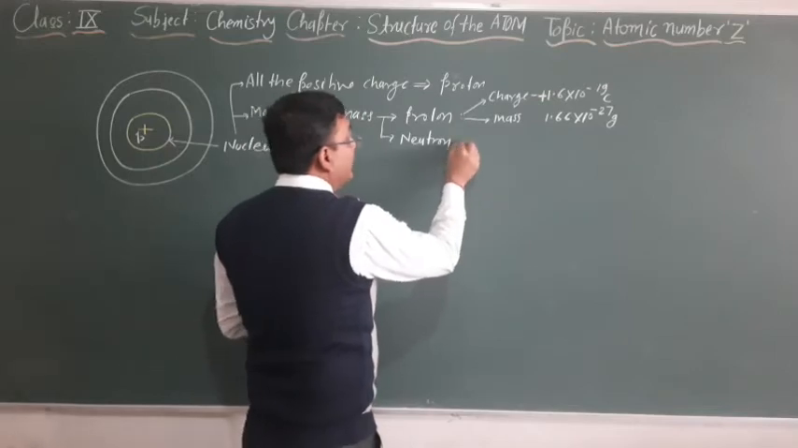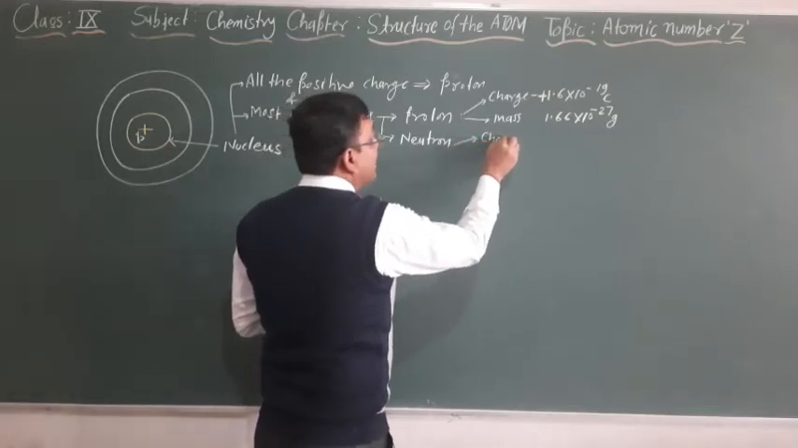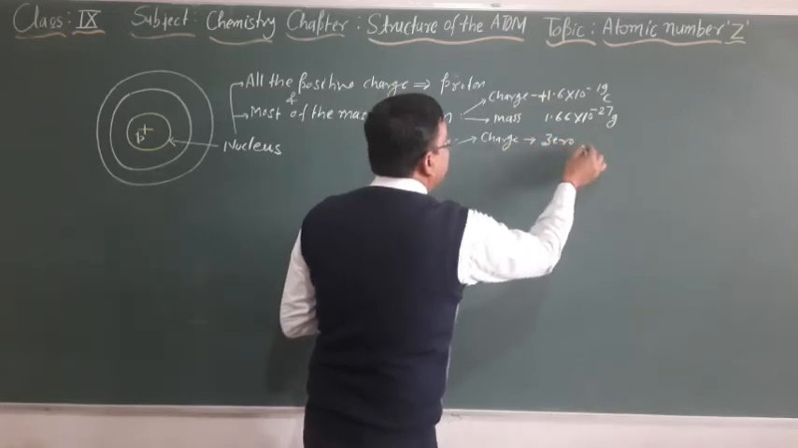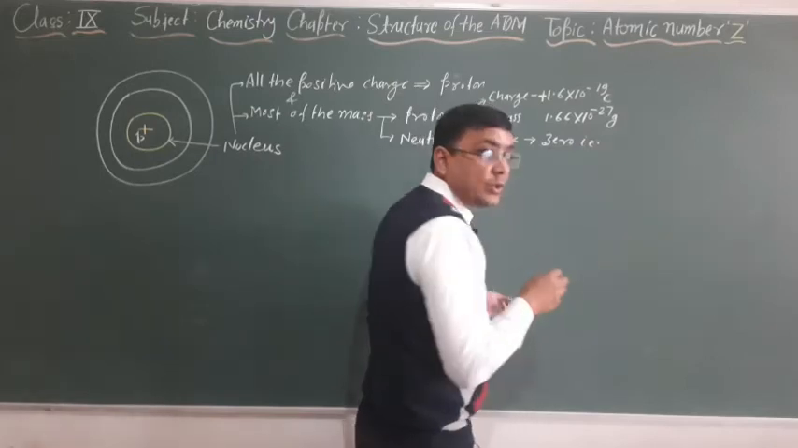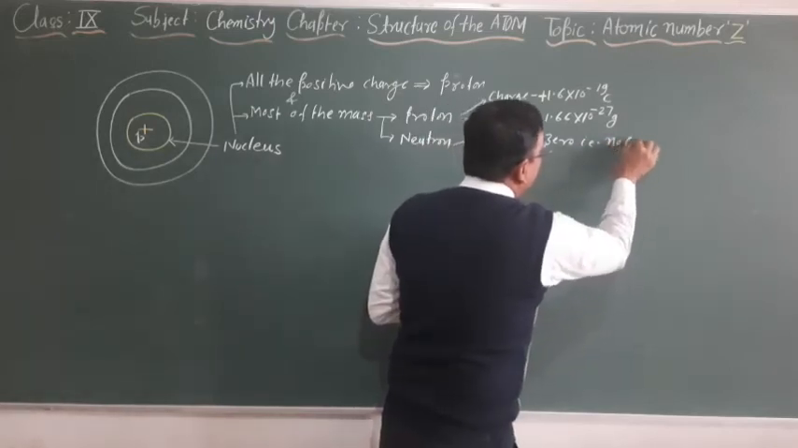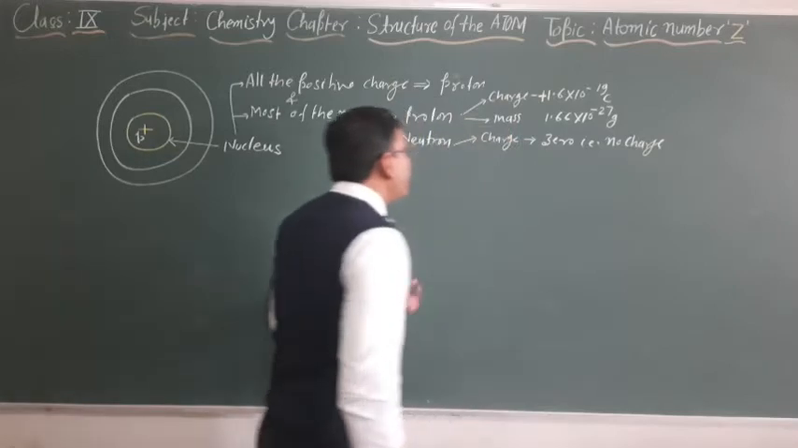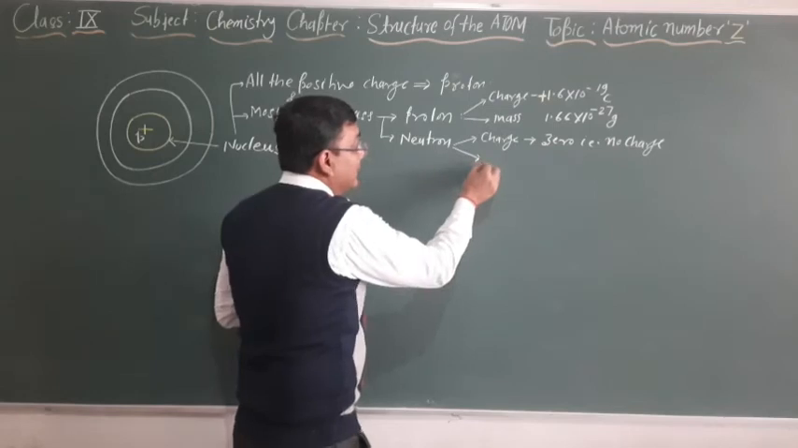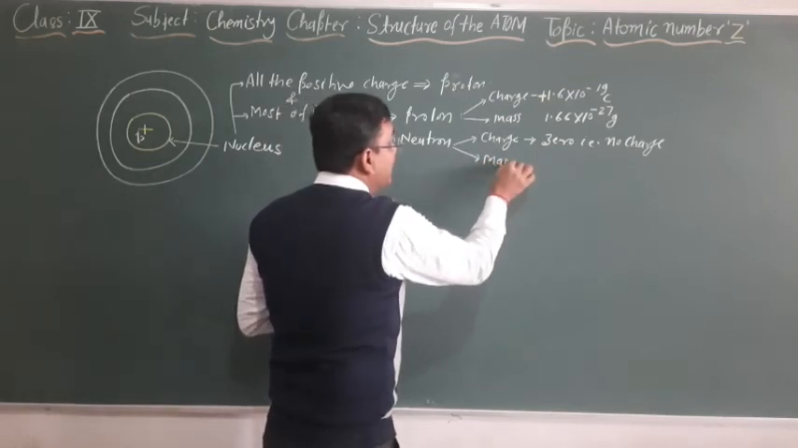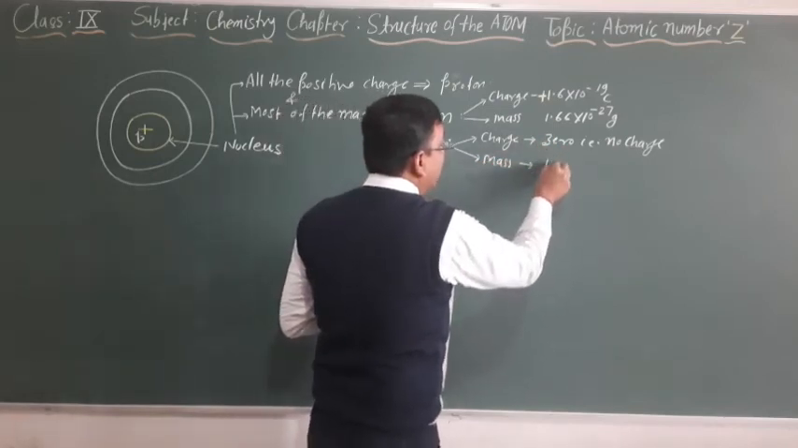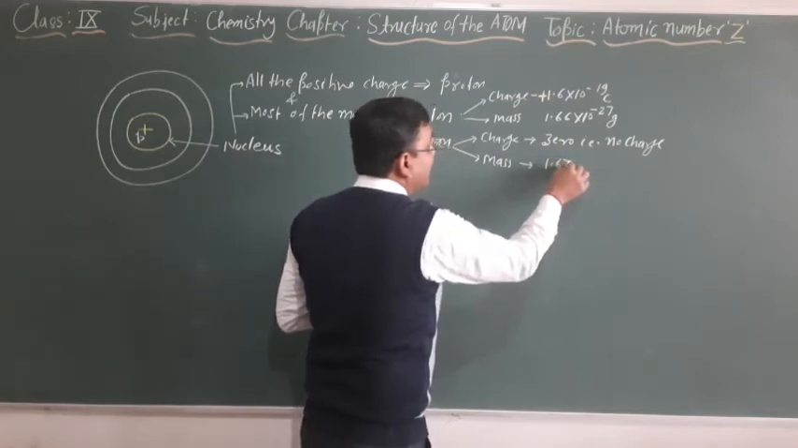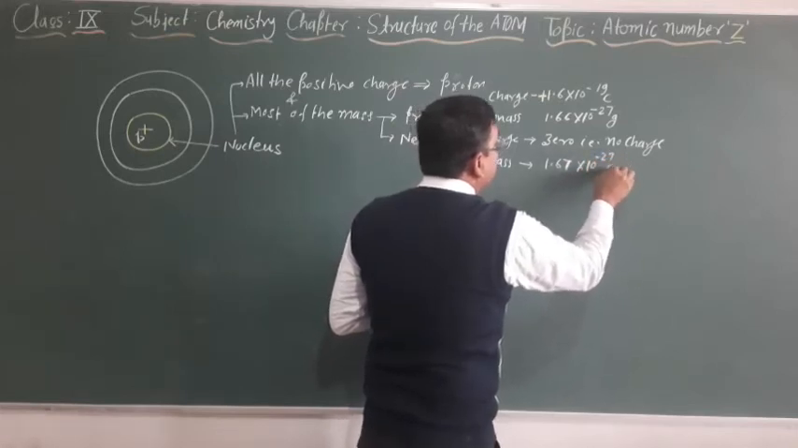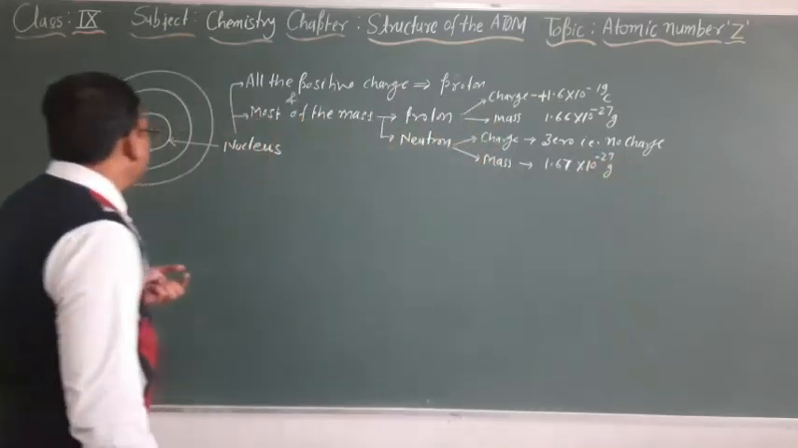When we talk about the neutron, the charge on the neutron is 0, no charge, which means it is electrically neutral. Is it clear? Its mass is nearly equal to the mass of the proton. It is slightly heavier than the proton, about 10 to the power minus 27 gram.